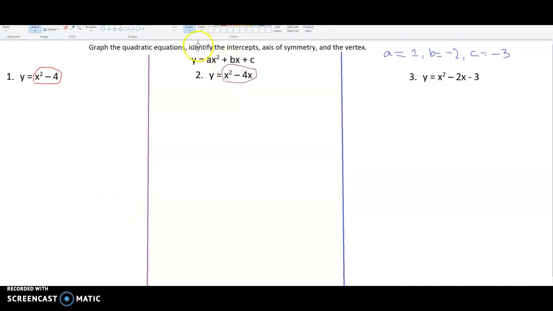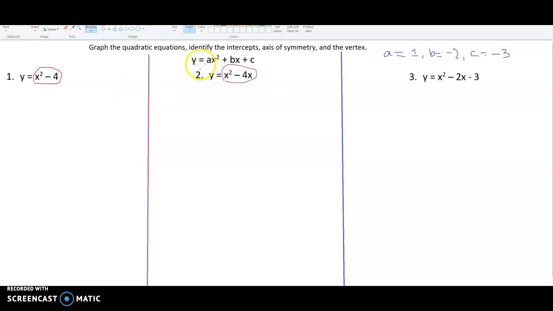Hey guys, in this quick video, I'll try to be quick, of course. I'm going to show you how to graph quadratic equations. And then we have to be able to identify the intercepts, which mean the x and the y intercepts, the axis of symmetry, and the vertex.